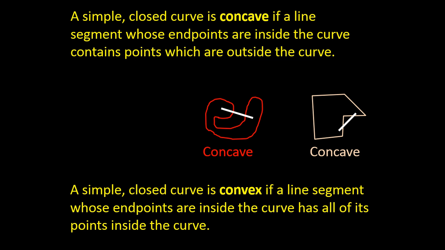Now, if a simple closed curve is not concave, then it's convex. And convex means that no matter what line segments we draw that have endpoints inside the curve, every other point on that line segment will also be inside the curve. This is a convex polygon. We could draw a line segment anywhere inside this figure, making sure that its endpoints are inside the figure, and all the other points on that line segment would also be inside the figure.